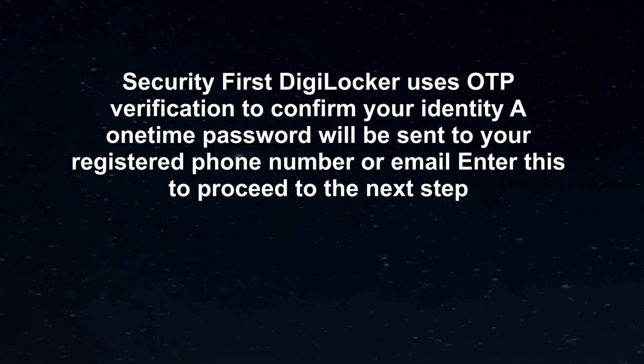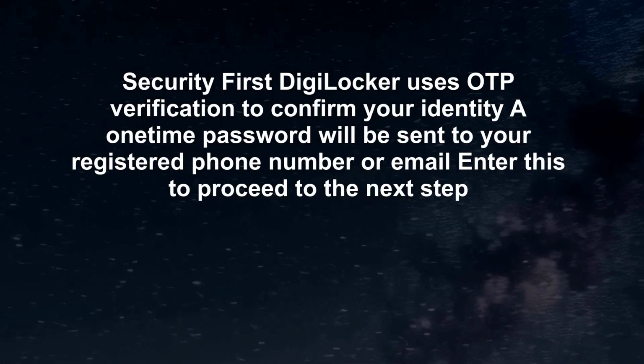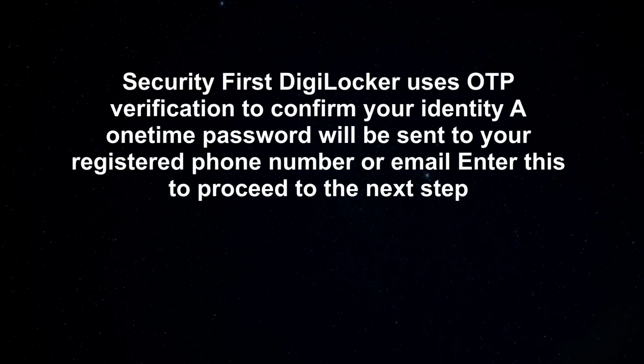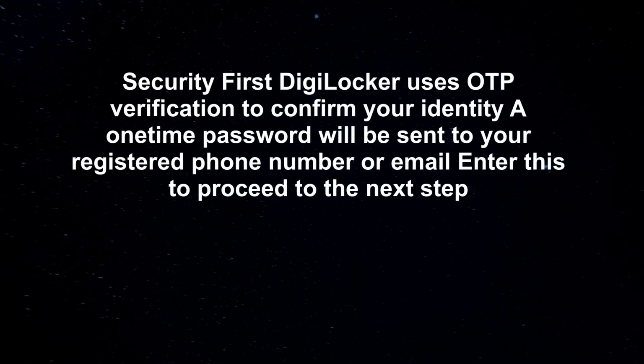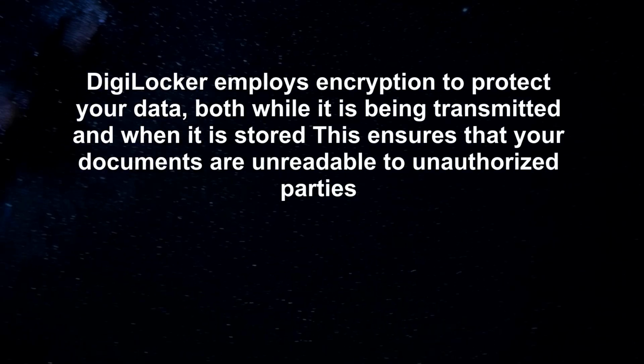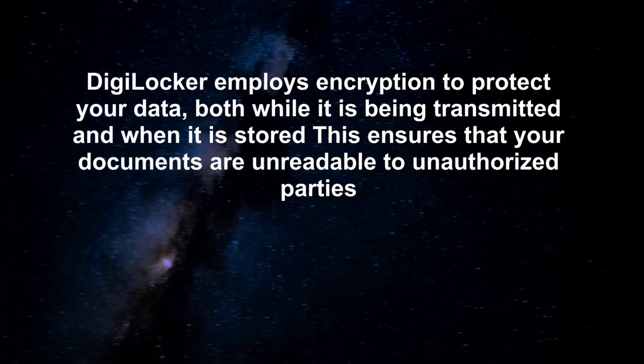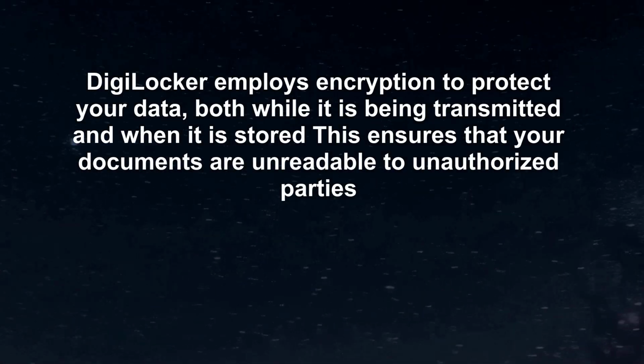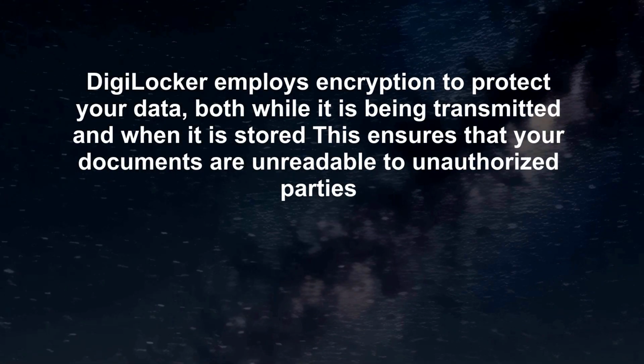Security first. DigiLocker uses OTP verification to confirm your identity. A one-time password will be sent to your registered phone number or email. Enter this to proceed to the next step. DigiLocker employs encryption to protect your data, both while it is being transmitted and when it is stored. This ensures that your documents are unreadable to unauthorized parties.